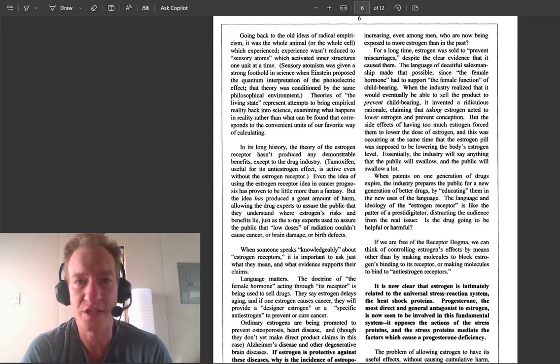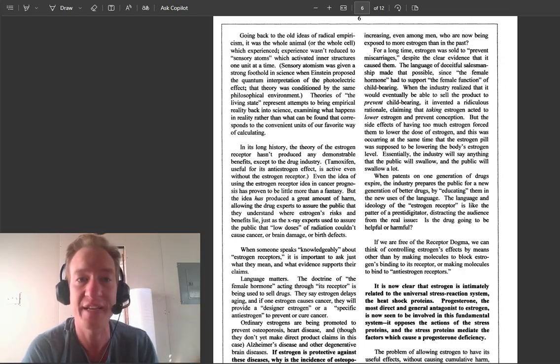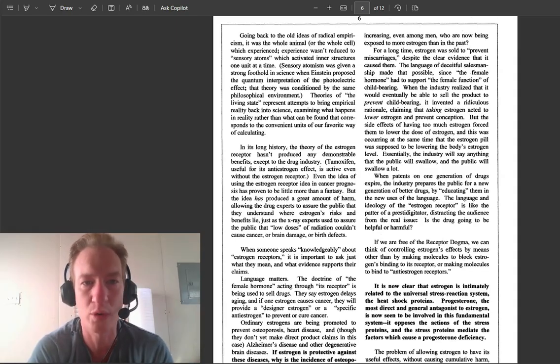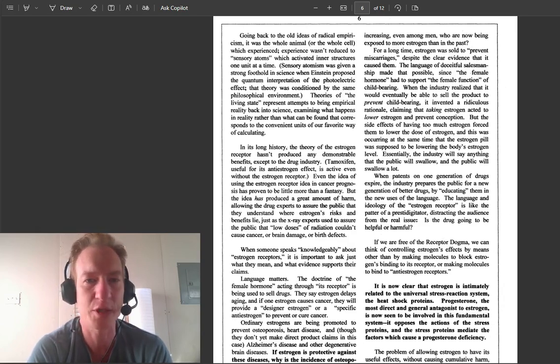going back to the old ideas of radical empiricism, it was the whole animal, or the whole cell, which experienced. Experience wasn't reduced to sensory atoms, which activated inner structures one unit at a time. Sensory atomism was given a strong foothold in science when Einstein proposed the quantum interpretation of the photoelectric effect. That theory was conditioned by the same philosophical environment. Theories of the quote-unquote living state represent attempts to bring empirical reality back into science, examining what happens in reality rather than what can be found that corresponds to the convenient units of our favorite way of calculating.